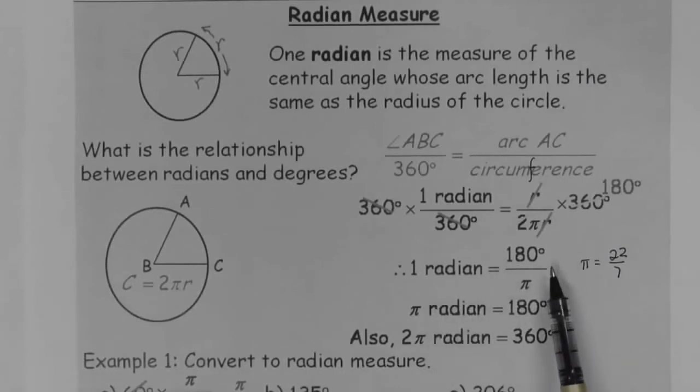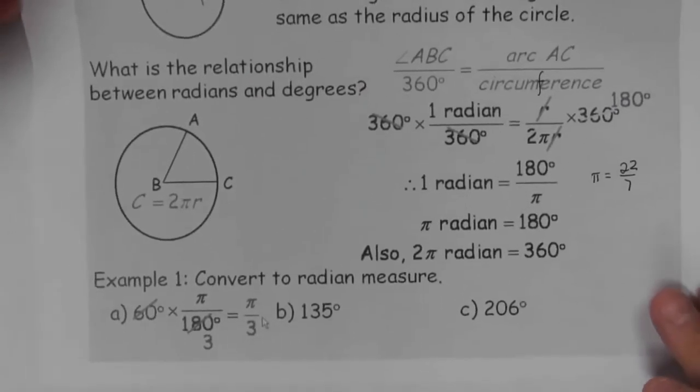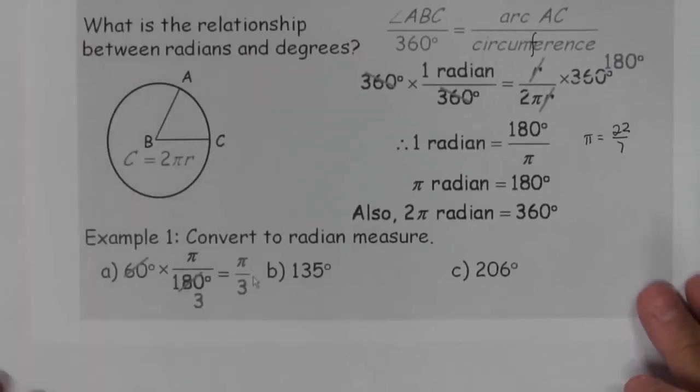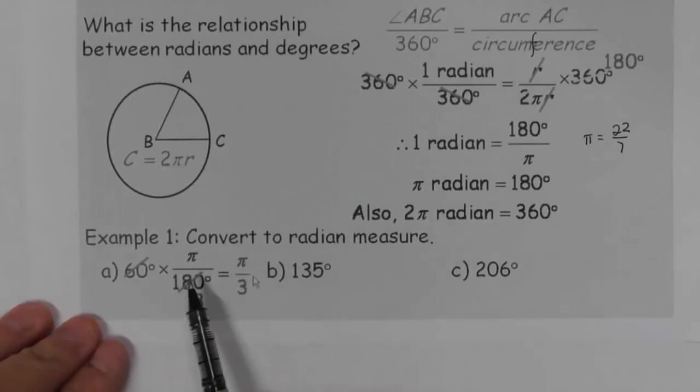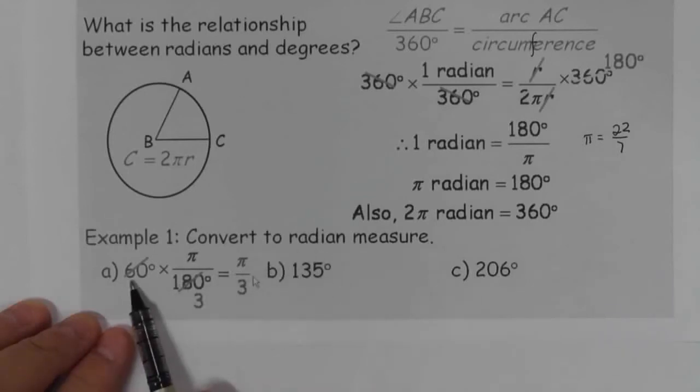Okay, so based on that, I can then conclude that an angle of pi radian is equivalent to 180 degrees, and therefore a 2 pi radian angle is equivalent to 360 degrees. I'm going to now show you a couple of conversions of angles between radian and degrees. So here is my first example. I've got 3 angles, and I want to convert those 3 angles from degrees, 60 degrees, 135 degrees, 206 degrees into radian measure. So how will I convert from degrees to radian?